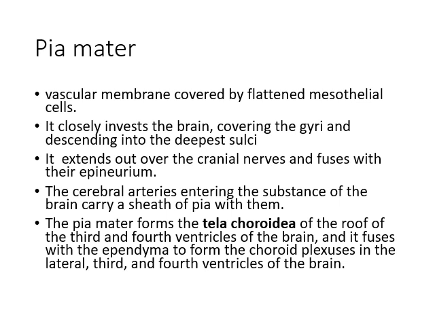Then the cerebral arteries entering the substance of the brain have to take a sheath of pia mater with them, because that is a protective layer. Then the pia mater forms the tela choroidea, the roof of the third and the fourth ventricles of the brain, and fuses with the ependyma, which is the epithelium of the brain ventricles, to form the choroid plexus, right. So these are found in the lateral, third and fourth ventricles of the brain. Okay, so pia mater, remember, it's very tightly adherent to all the surfaces of the brain, right.